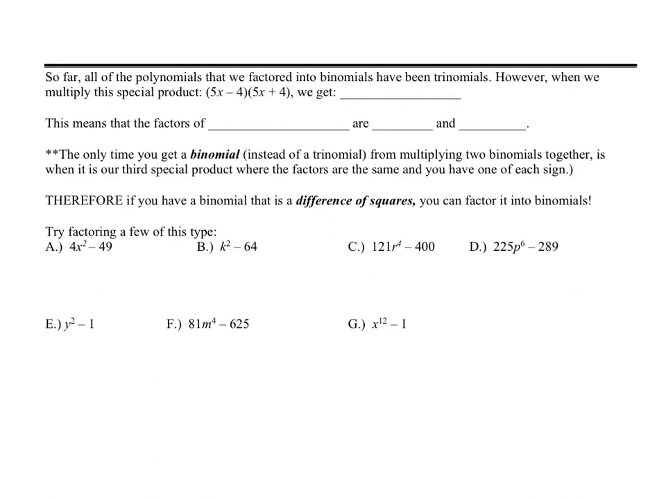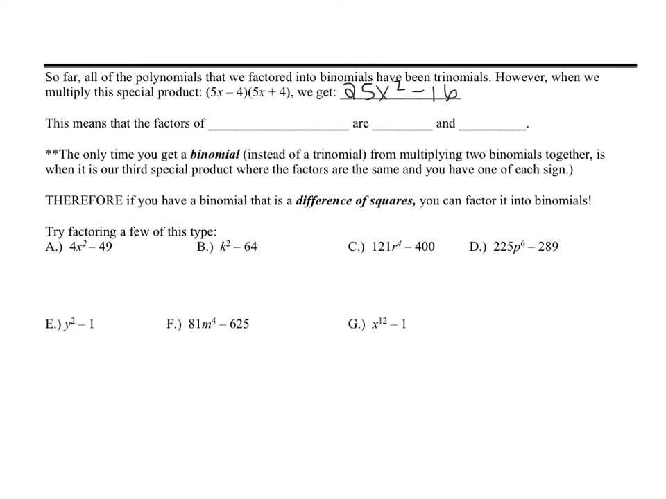So far, all of the polynomials that we've factored into binomials have been trinomials. Remember, 3 terms means trinomials. However, let's remember special products. When I multiply this special product right here, 5x minus 4 times 5x plus 4, that's a difference of squares, right? When I multiply that, doesn't that give me 25x squared minus 16, right? Because this is an example where my inners and my outers are 0 because they canceled out, right?